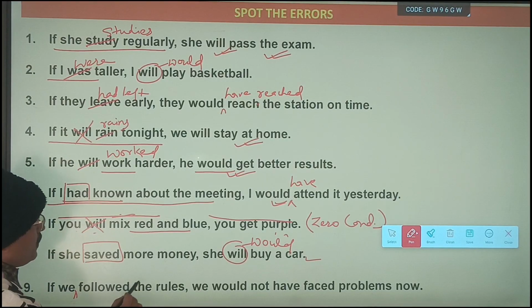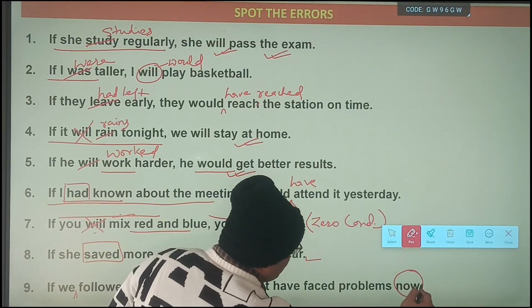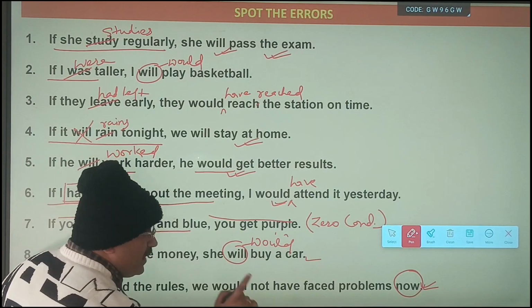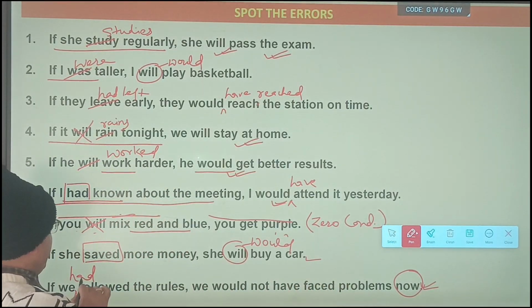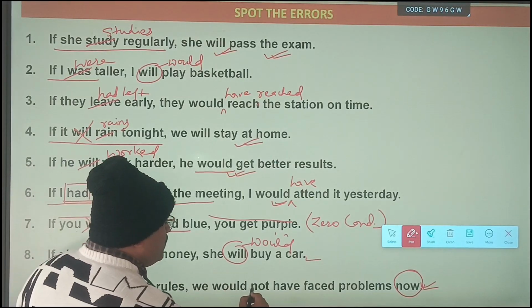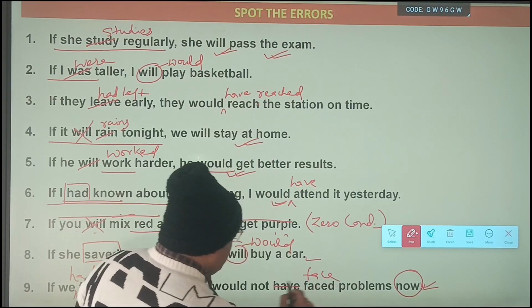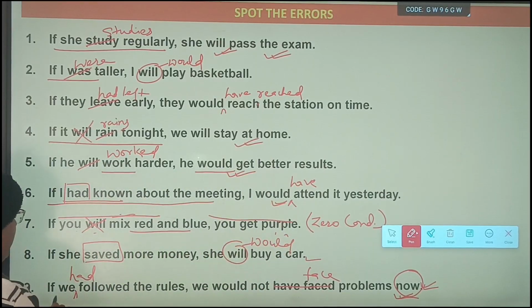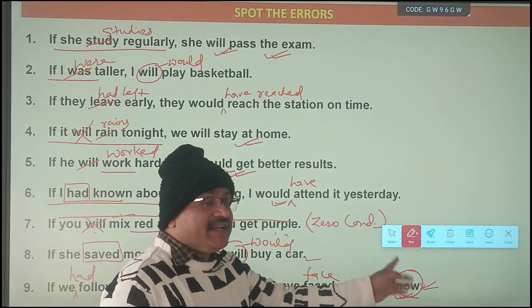Now, if we followed the rules, we would not have faced problems. Now, remember the keyword? Okay, how to correct it? If we had followed the rules, then after had, would have will not be here. Why? Because we have now mixed conditional sentence. So if we had followed the rules, we would not face problems now.